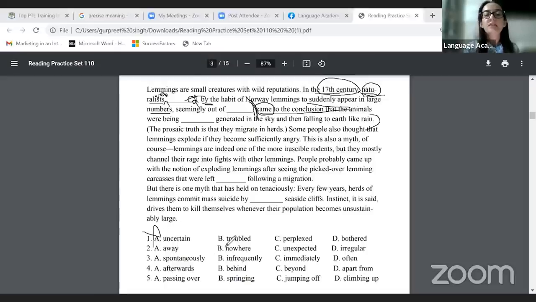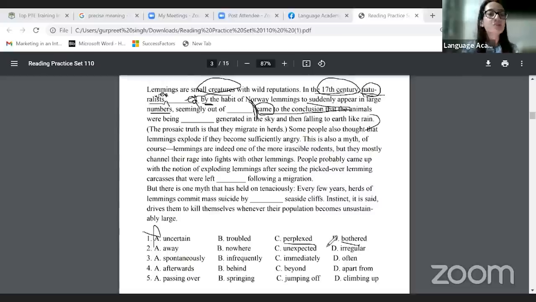And then these people, naturalists, were troubled by the habit. Now lemmings are creatures. They explain the first sentence. Even if some kind of creatures, let's say reptiles, snakes, they have a habit, why are we troubled with their habits? We don't get troubled with the habit of a snake, right? They were perplexed, means confused, and naturalists were bothered by them. Again, bothered means they have some kind of effect out of that.